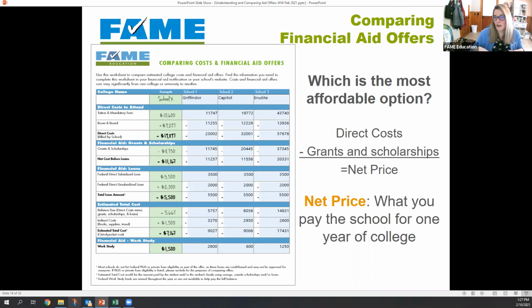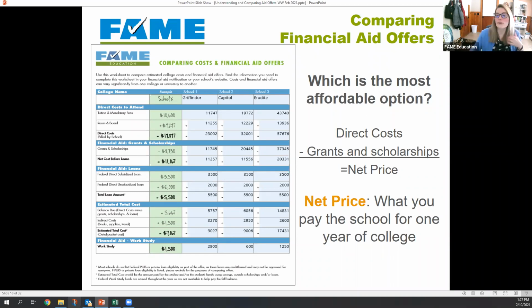Then you're going to subtract out all of the free money, the grants and scholarships. It might be easier to do on those aid offers that separate it all out for you and total it up, but go through anything that says scholarship, grant, add that in there. And you'll have your bottom line before any borrowing. So right off the top, you'll know this is what I'm looking at.